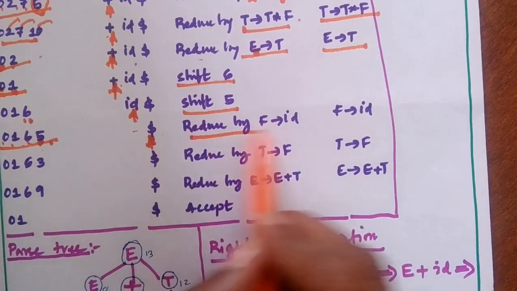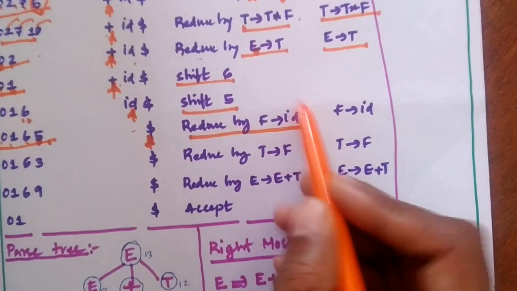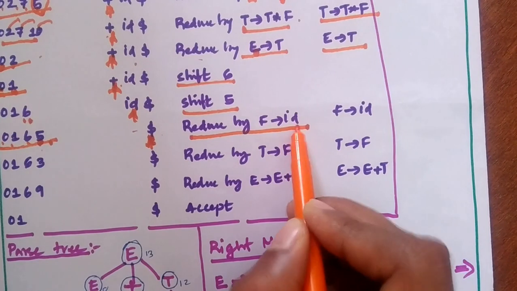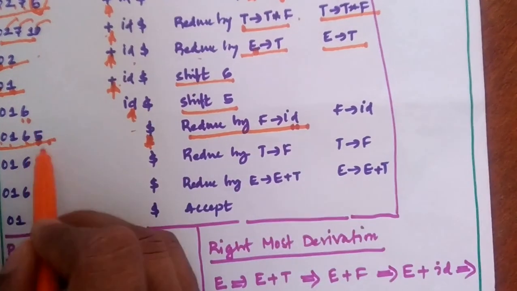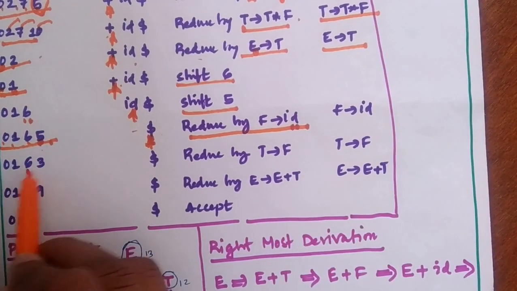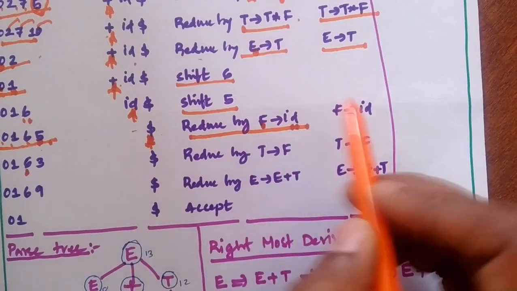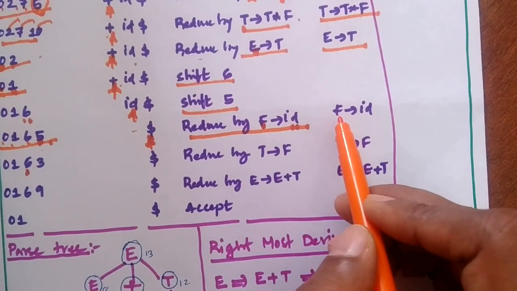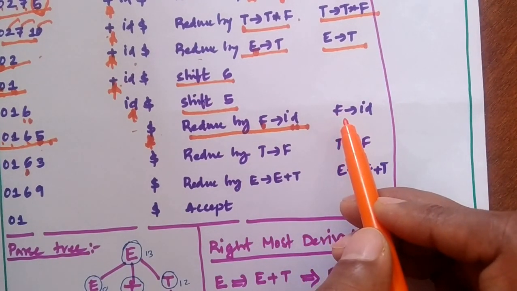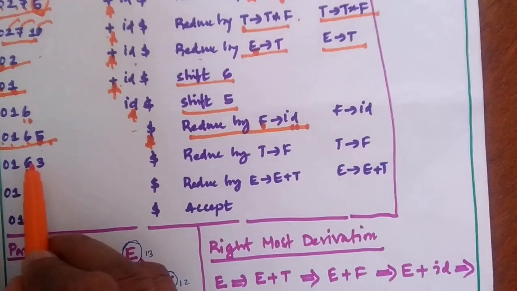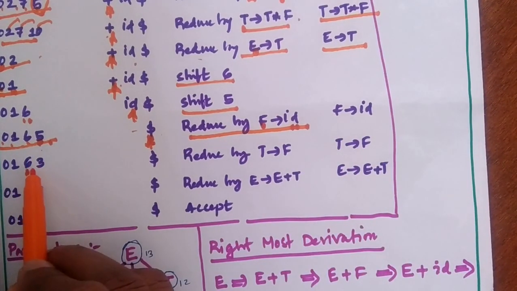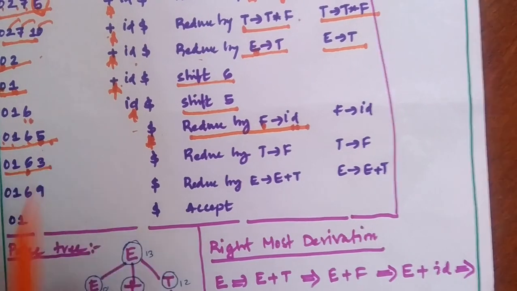R6 is F gives ID. So reduce by using F gives ID. The right side has one symbol, so pop off one symbol, then you will get 6, and 6 and F is 3. So the parser will push 3 onto the top of the stack.